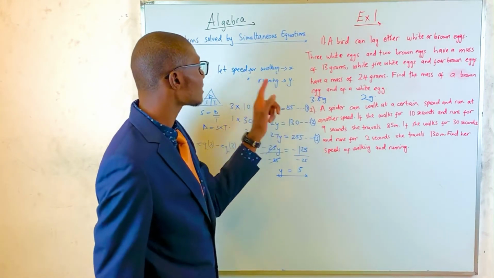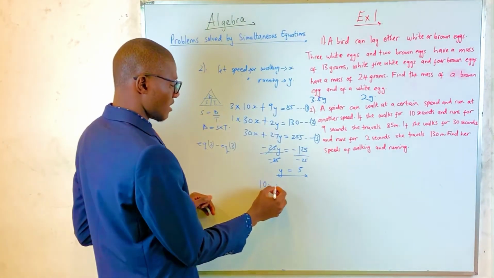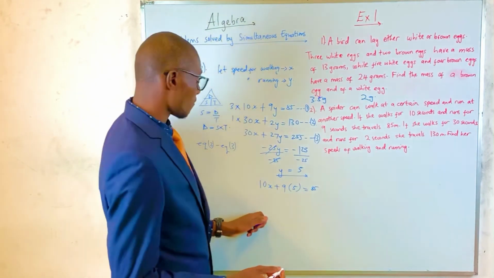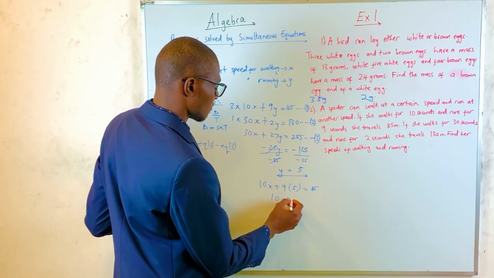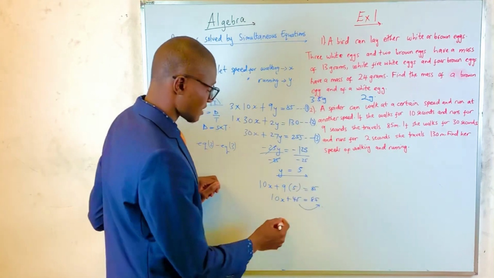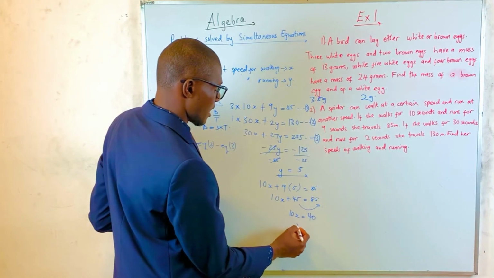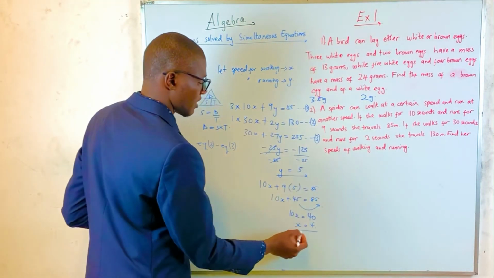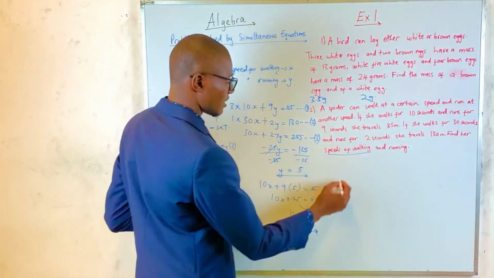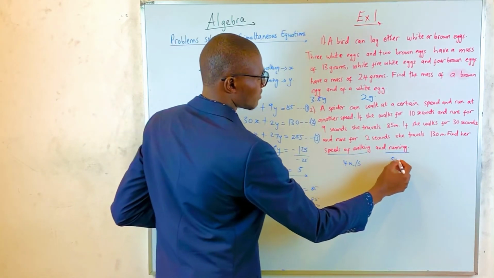Now we need to find the walking speed, so we can pick equation 1. 10x plus 9y, and in place of y we multiply by 5. Then we're solving for x. So 10x plus 45 is equal to 85. Taking 45 to the right-hand side, 10x is equal to 85 minus 45, which is 40. Then x will simply be equal to 4. So the walking speed is 4 meters per second, and the running speed, which is y, is 5 meters per second.